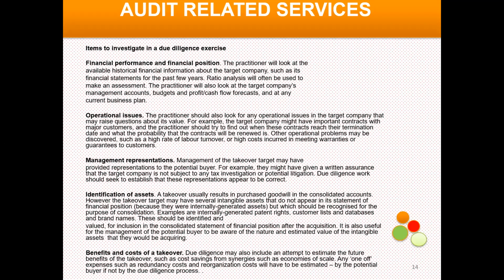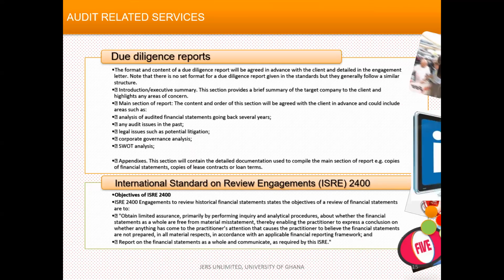Then management representations. There are situations where management may provide representations to the potential buyer. In such situations, you need to do due diligence on that. So management, for example, may tell you that, oh, this company, we don't have any litigation. Is it true? You need to find out. Then identification of assets as well. We need to know that what the company is saying are their assets are actually part of their assets. We need to do due diligence on all of that.